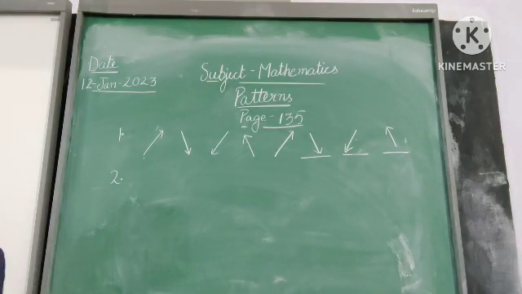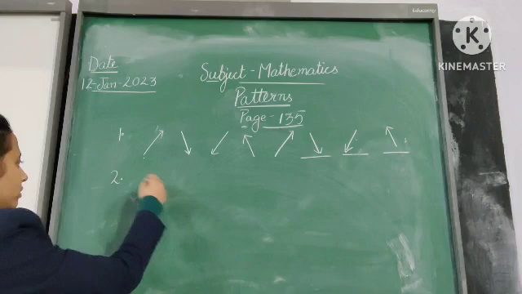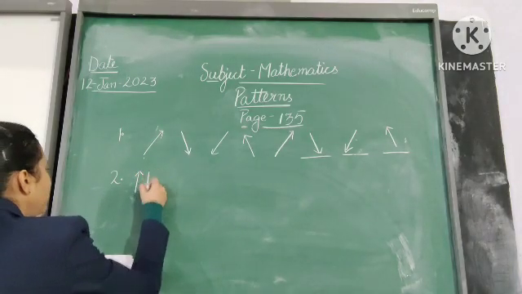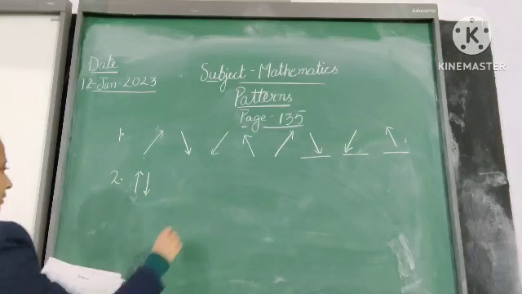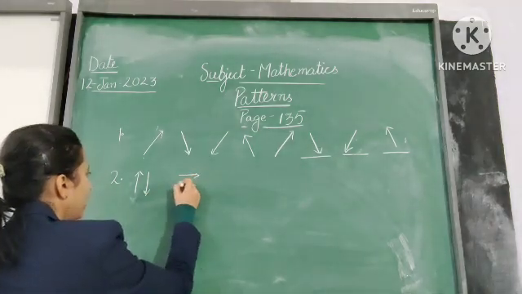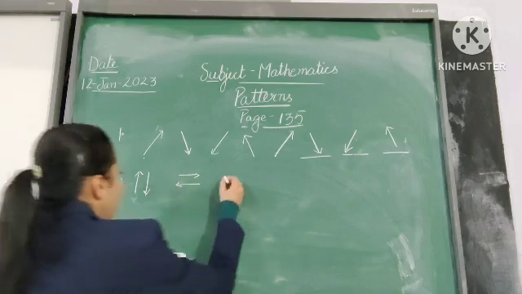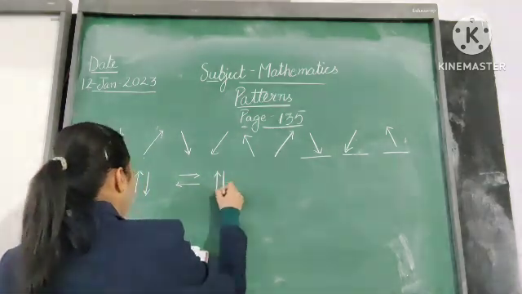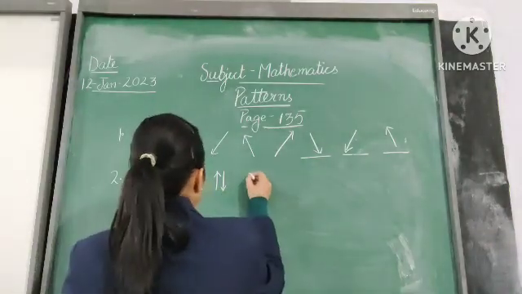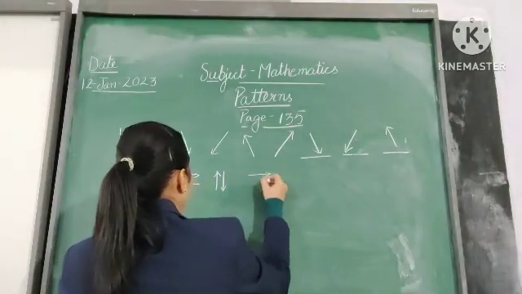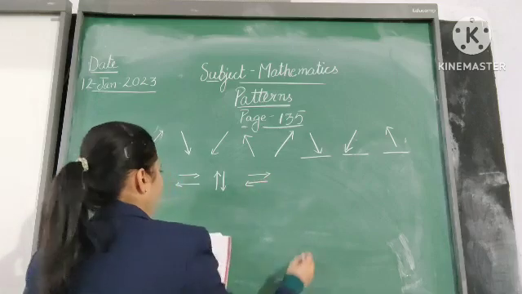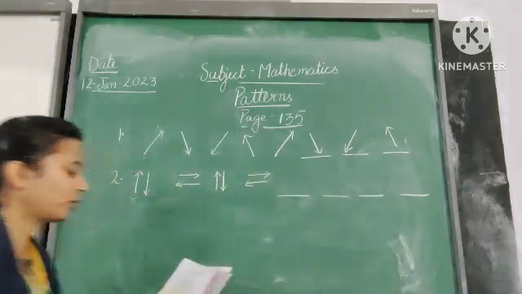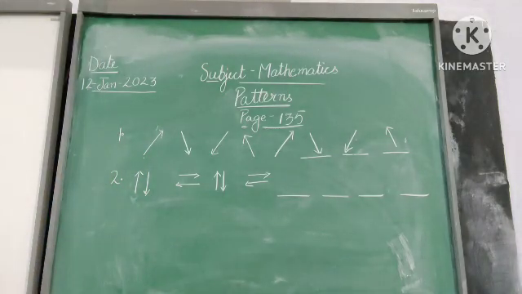Question number 2. Here we have two arrows, double arrows for each blank. The first one has this pattern, second has this, then we have this again, and then this. We have to fill these four blanks.